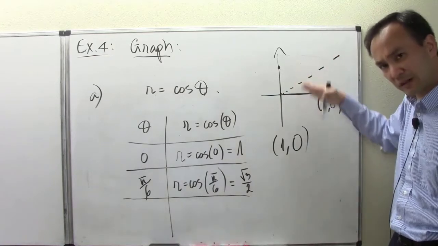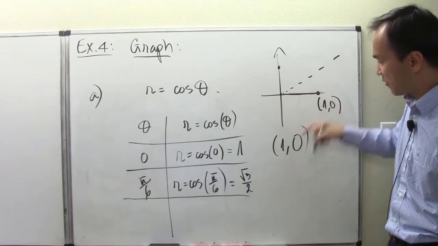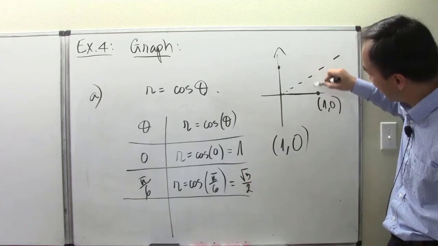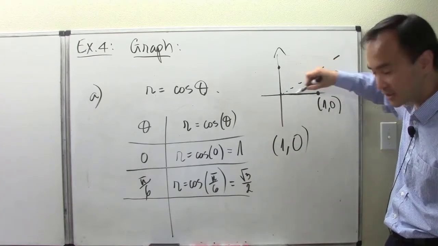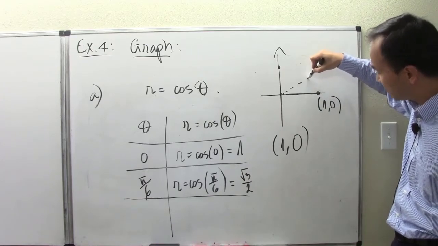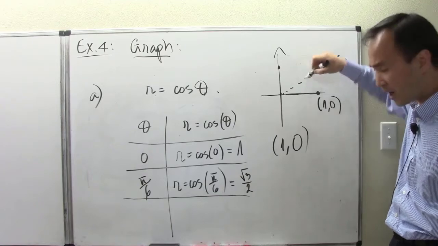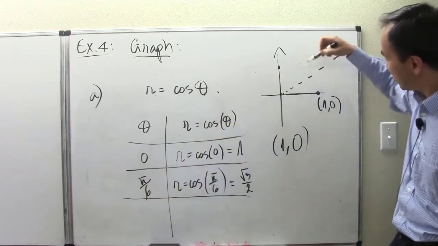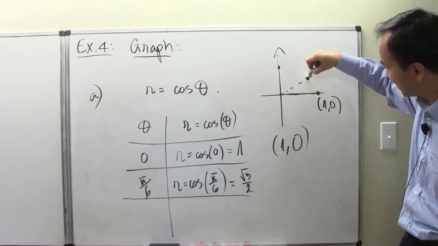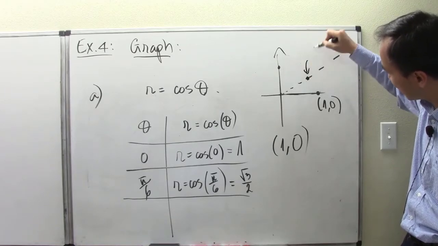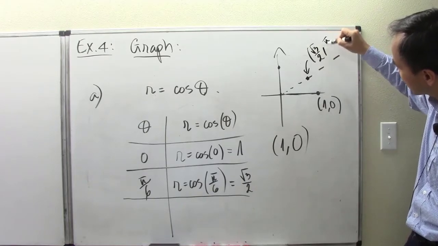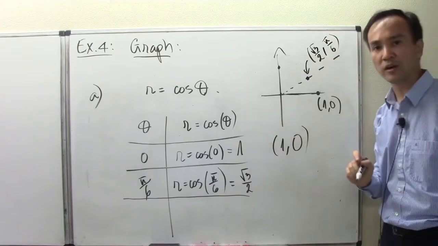Pi over 6 is about 30 degrees, and then we want a radius, a distance, being square root 3 over 2. So square root 3 over 2 has to be a little bit shorter than 1, because this is angle 0 and then the radius 1. So angle 30 degrees, opening up in a positive direction, and then we are at square root 3 over 2, so somewhere slightly shorter. So we have another point right here. This point is square root 3 over 2 comma pi over 6. That's how I'm writing that point in polar coordinates representation.